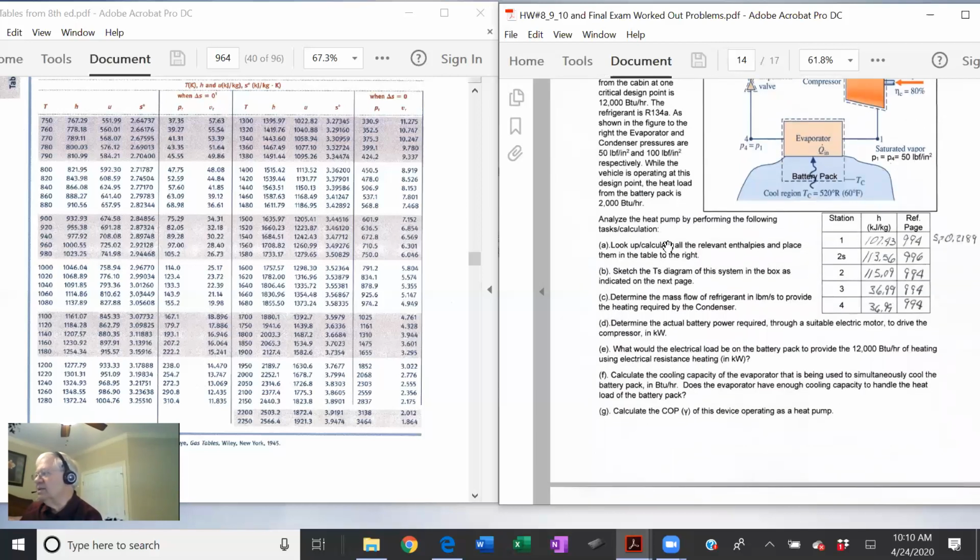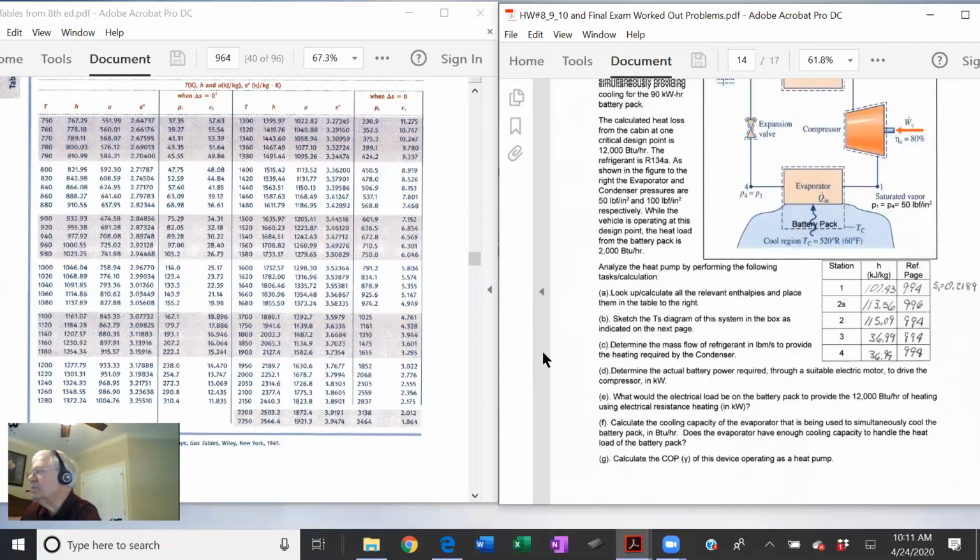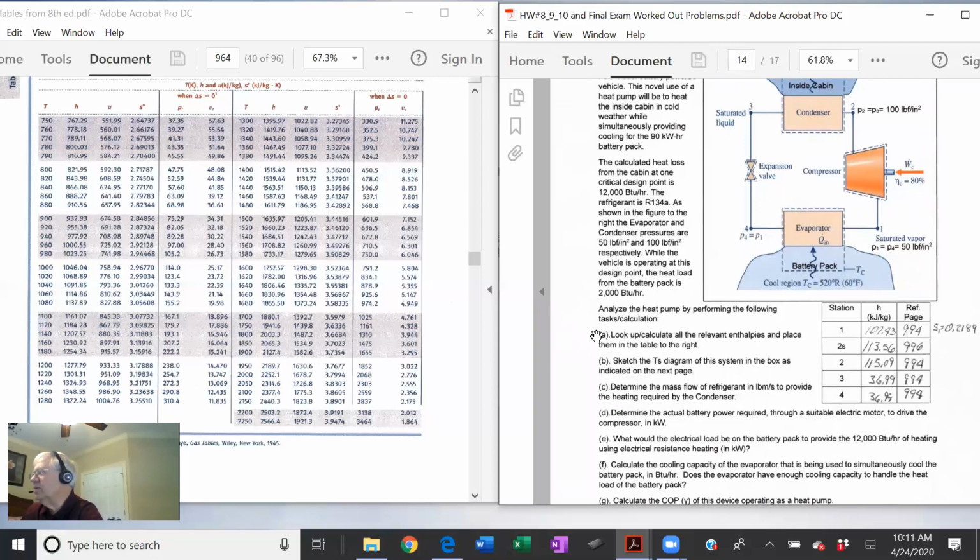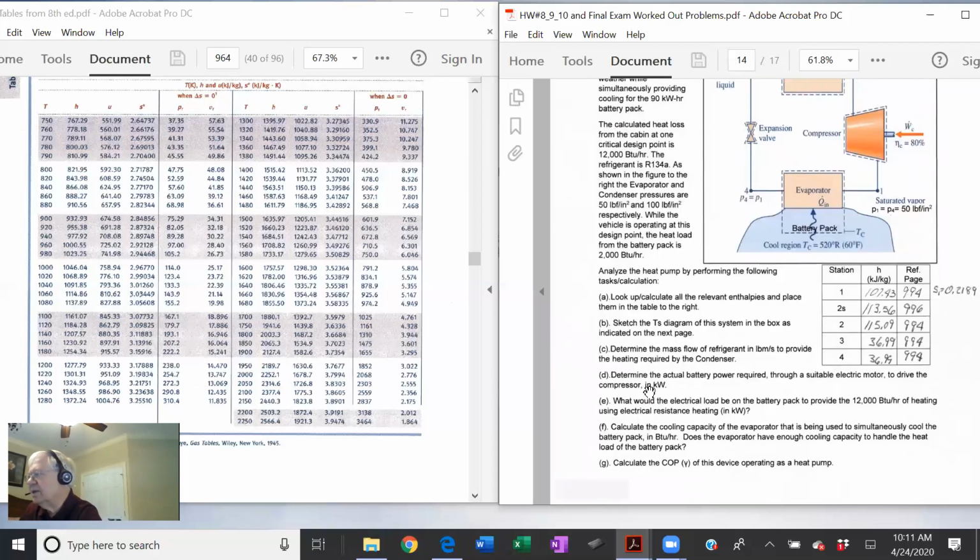So the first thing it says: look up and calculate all the relevant enthalpies and place them in the table to the right. Sketch the TS diagram. Determine the mass flow of refrigerant. Determine the actual battery power through a suitable electric motor to drive the compressor. We know that the compressor has to be driven by a small electric motor that's powered by the battery pack of the vehicle.